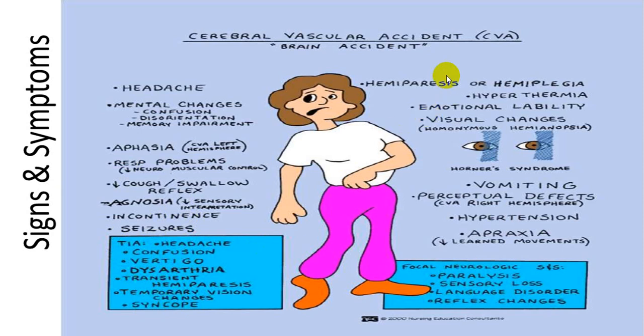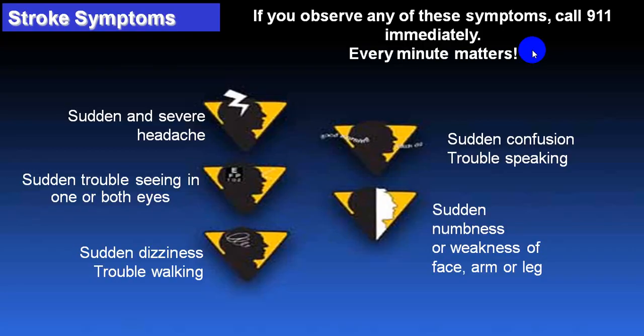A person who develops hemiplegia or hemiparesis may also have visual disturbances in the form of homonymous hemianopia, or may even have Horner syndrome. Then perception defects, if it is affecting the parietal lobe, hypertension, apraxia, etc. may be there. These are some of the findings which you can get in a cerebrovascular accident, or what we call stroke.